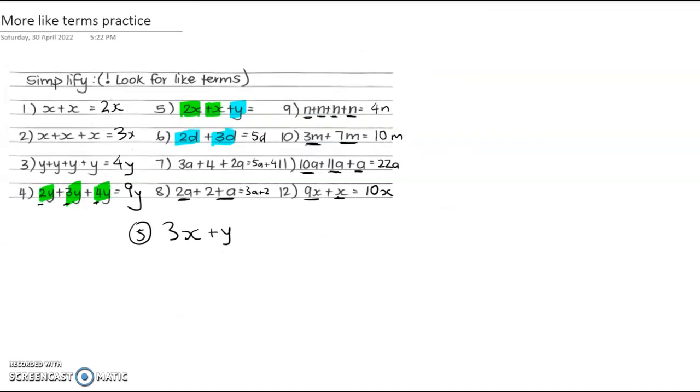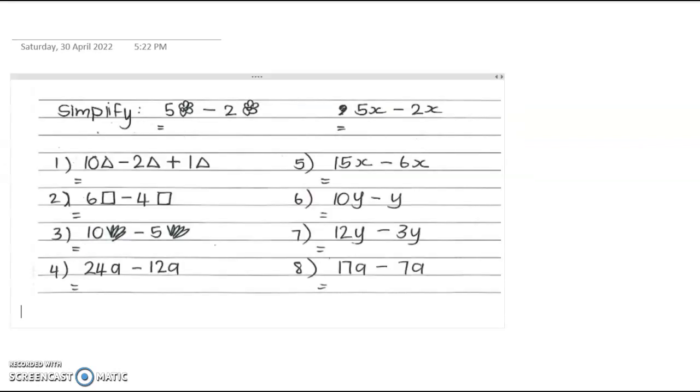Okay, I think we're probably all feeling a little bit sick of like terms by now, but that'll do on those for starters. Oh no, there's one more page. You know what? I'm going to skip that page. You can do that, and we might mark that when I'm back at school. Okay, but enough with the like terms now.